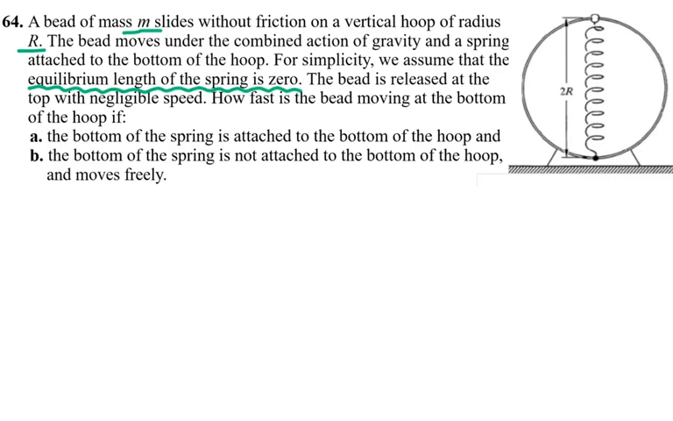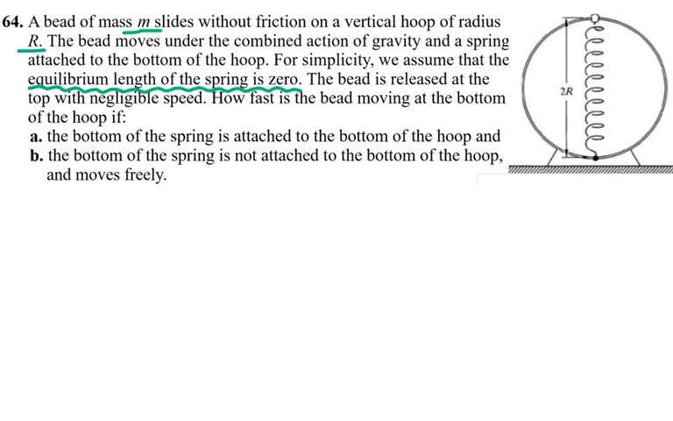So that means when it is stretched to R, it will have some potential energy, but when it's released, its length is going to be equal to 0. And then we want to calculate the speed of the bead at the bottom of the loop if first the spring is attached to the bottom.